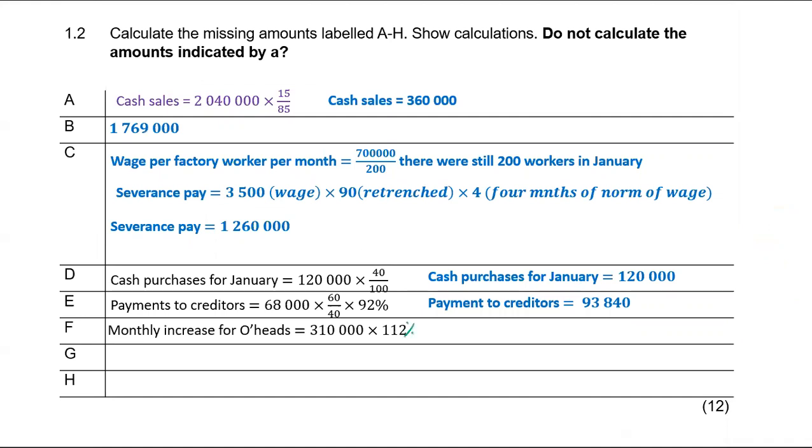How did I get this 112? You simply take 100% of factory overheads, then we increased by 12%. It'll give us the new amount of factory overheads, which is 347,200.